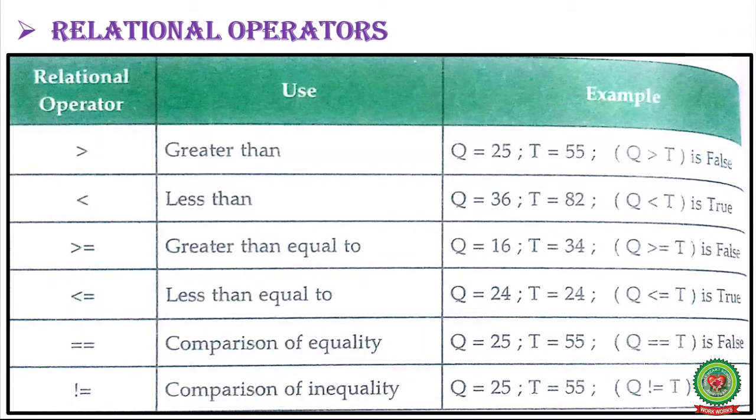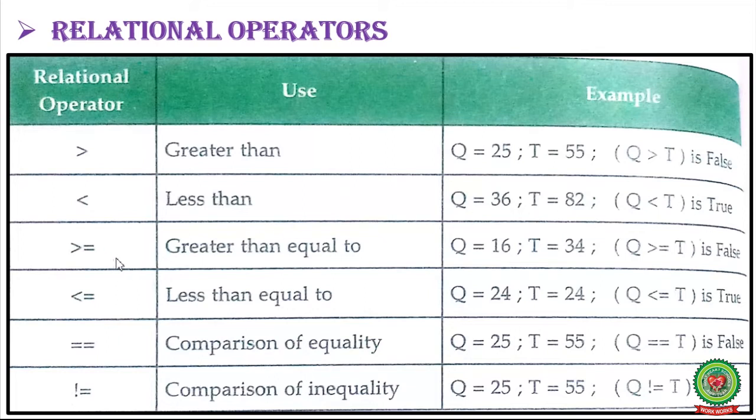Now our next topic is relational operators, at page number 138. As I told you earlier, relational operators are used to compare two values. There are 6 relational operators. Number 1, greater than. Let's suppose Q equals 25, T equals 55. If I write Q greater than T, it will return false. Number 2, less than. Let's suppose Q equals 36, T equals 82. Q is less than T, the answer is true.